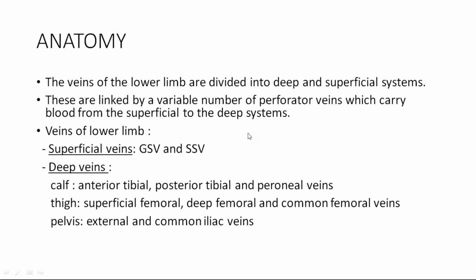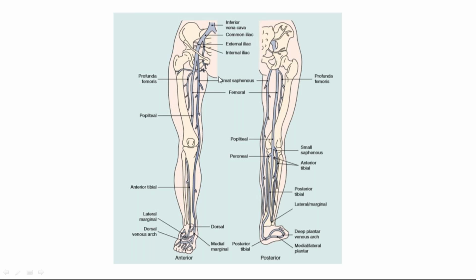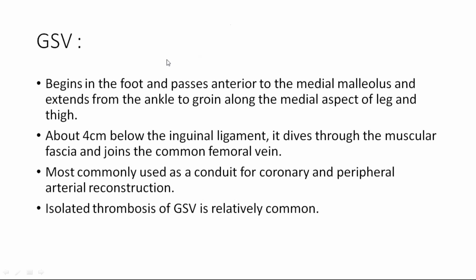This is a picture representing the course of veins in the lower limb. One should know the anatomy of the veins to know in which vein the thrombus is present, or where the varicose veins are present. Out of the veins, the GSV and SSV are important.